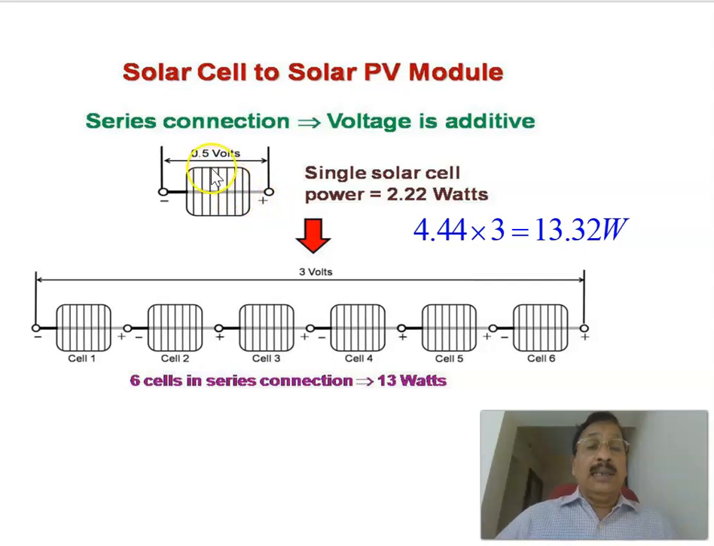Now consider a solar cell having a voltage of 0.5 volts, and 6 such cells connected in series, so the total voltage becomes 6 into 0.5, which is 3 volts. Since they are connected in series, the current rating is that of a single cell, equal to 4.44 amperes. Therefore, the total power rating of these 6 cells connected in series is 4.44 amperes into 3 volts, which is equal to 13.32 watts. So that is almost 13 watts.